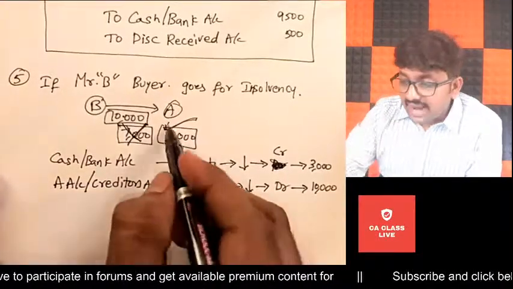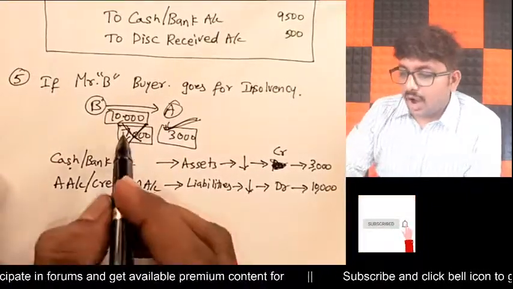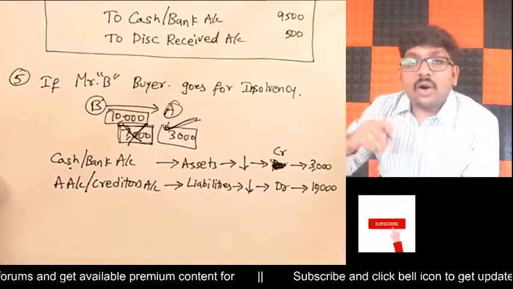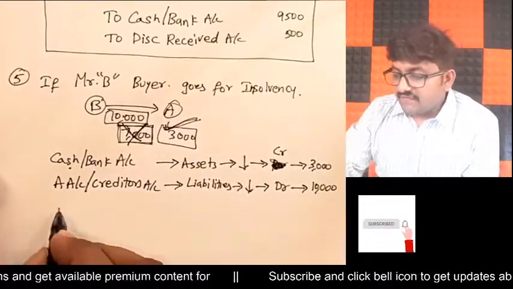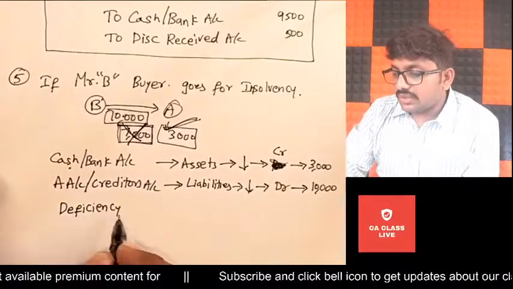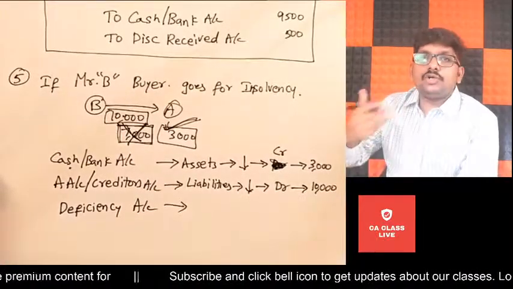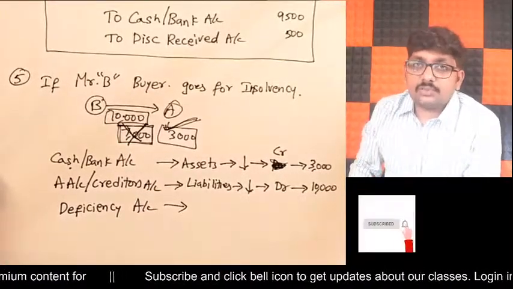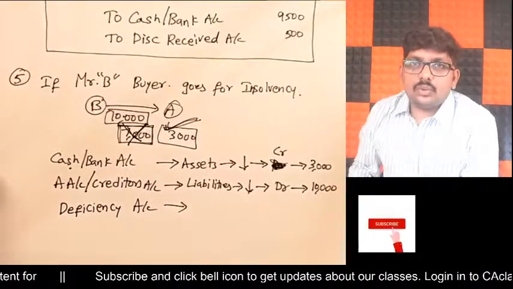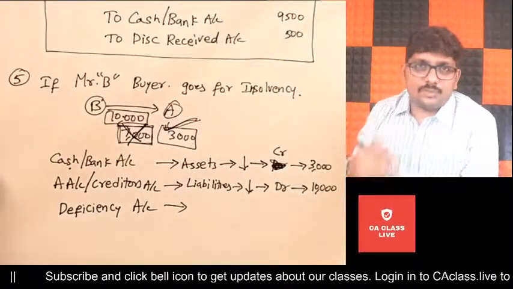You are paying 3,000, which I have taken to cash or bank. How much are you unable to pay? 7,000 rupees you are unable to pay. Whatever you are unable to pay will be taken to an account called deficiency account. This is very important. Whatever you are unable to pay will be taken to which account? Deficiency account. Got it?